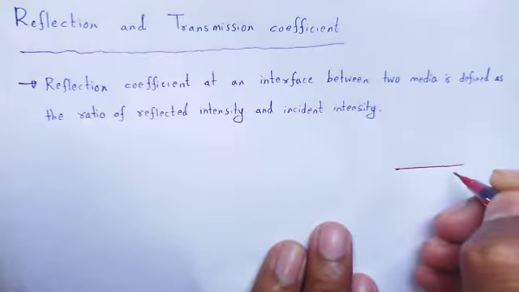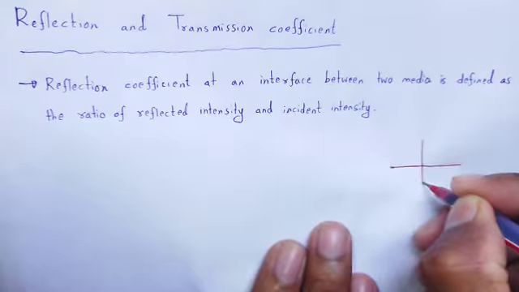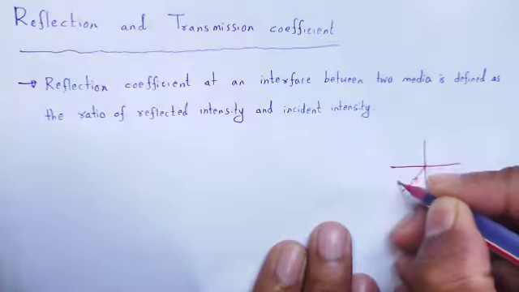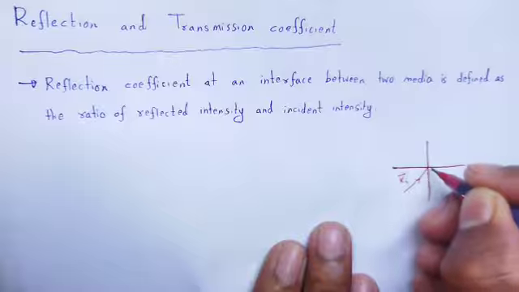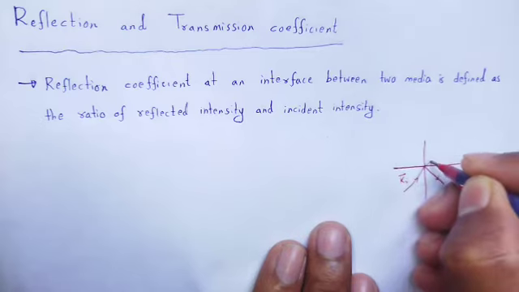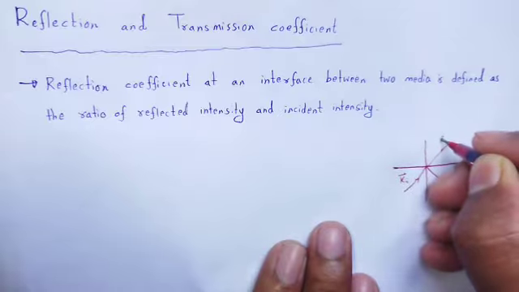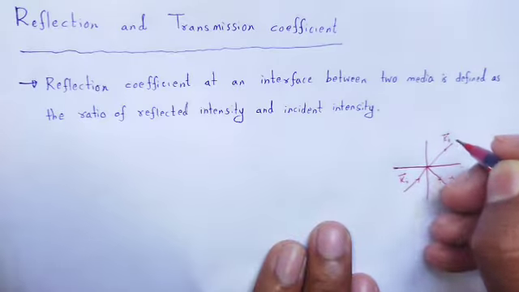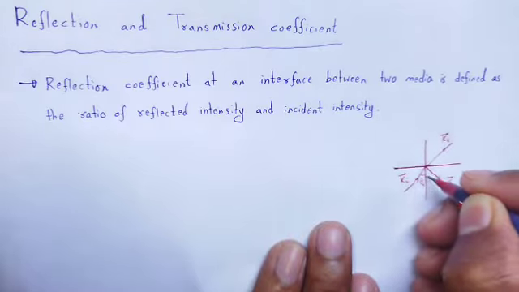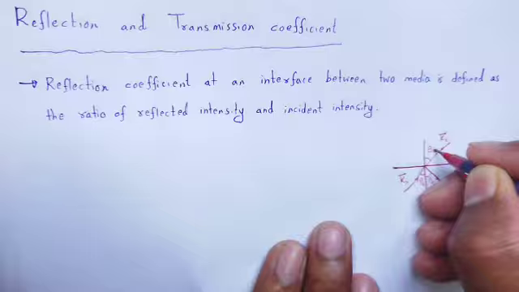Let that be the interface of two media. An electromagnetic wave is incident on that interface. After that, some part is reflected and some part transmitted. k r vector, k t vector, angle of incidence theta I, angle of reflection theta r, angle of transmission theta t.